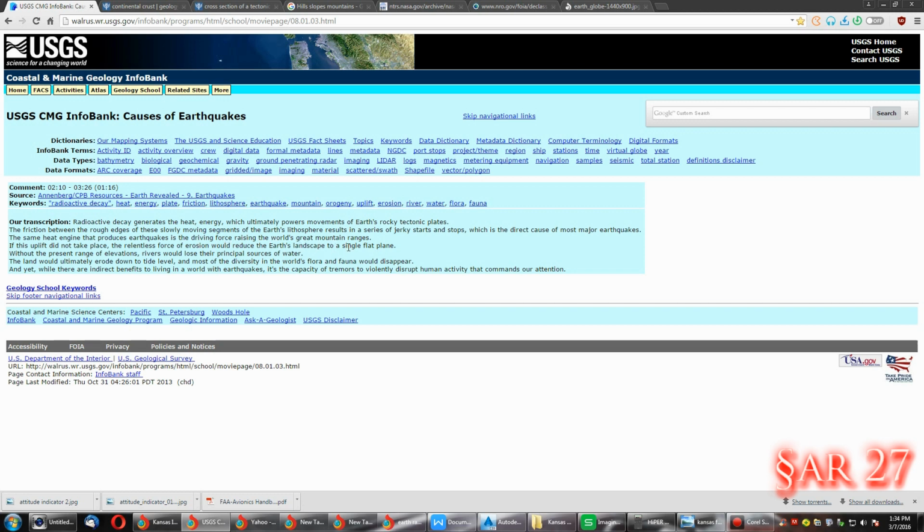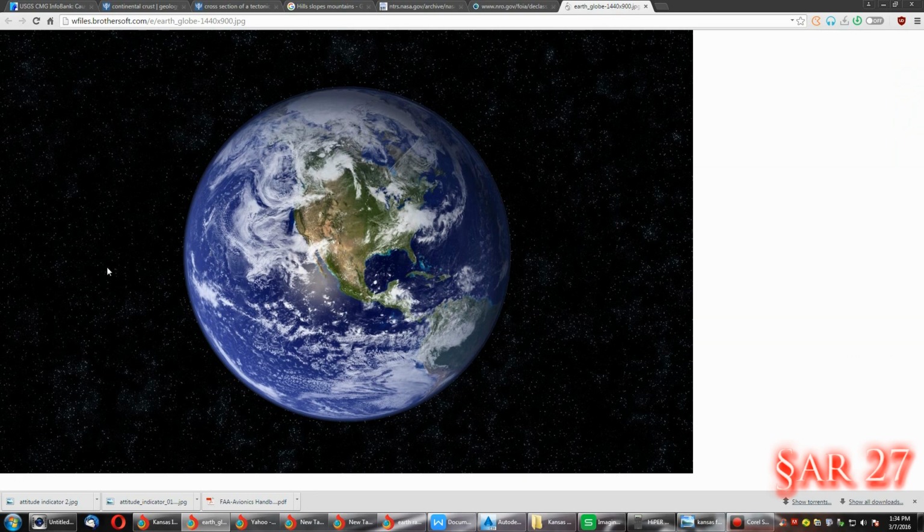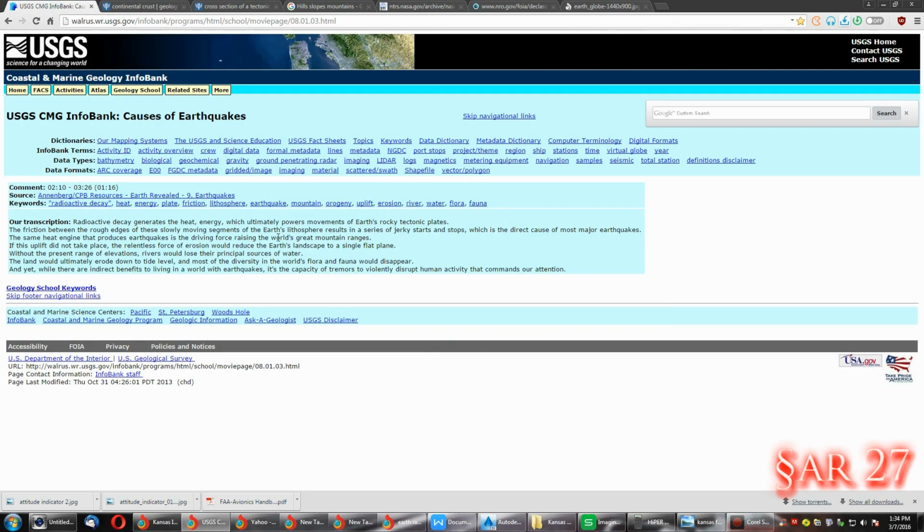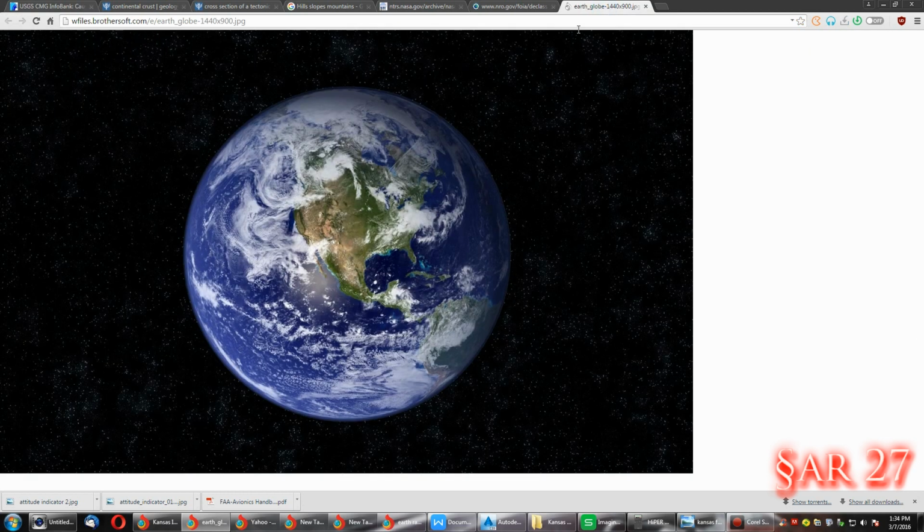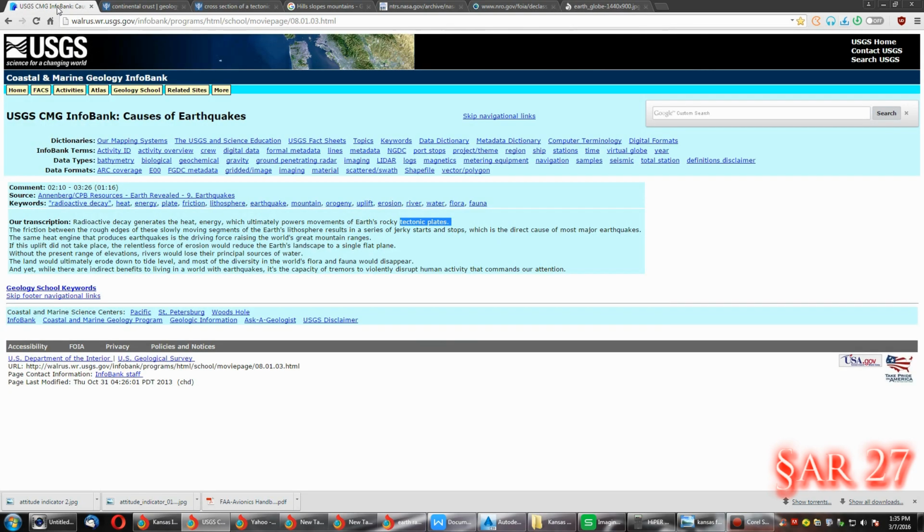a single flat plane. Now that's where it becomes quite a bit of an issue for the globe model, because the globe model is a ball. Now how can a ball become a single flat plane because of tectonic plates not working? You see, folks, the information is out there and the people just deny it.